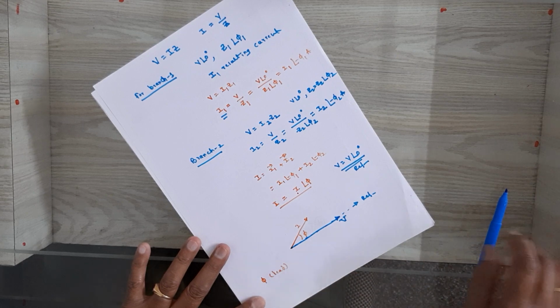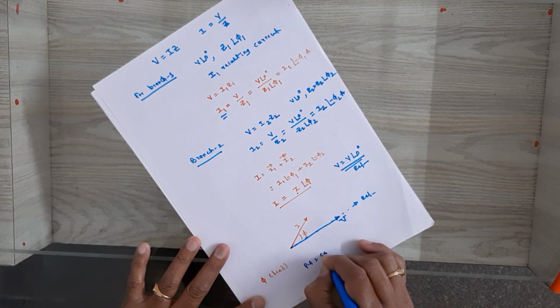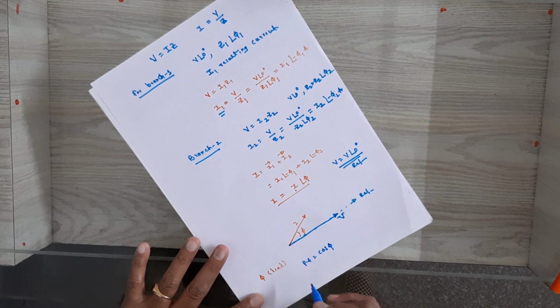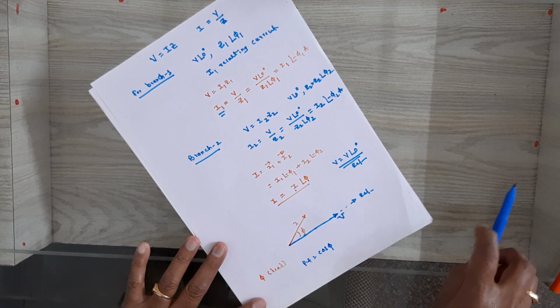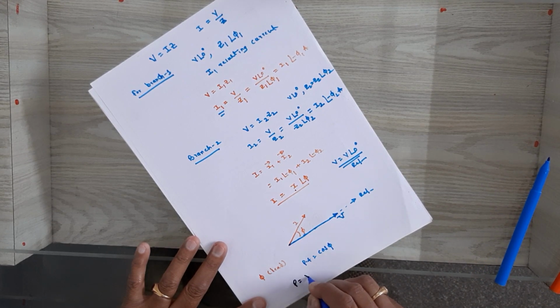Then how to find cos phi? That is the power factor. Power factor is cos of phi. Then the power consumed in the whole circuit, P, is given by the same formula, that is VI cos phi.